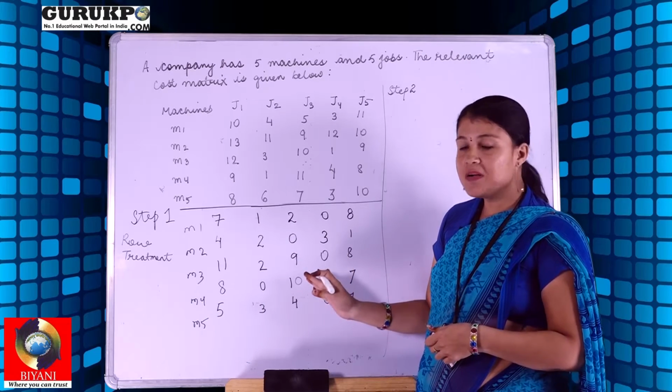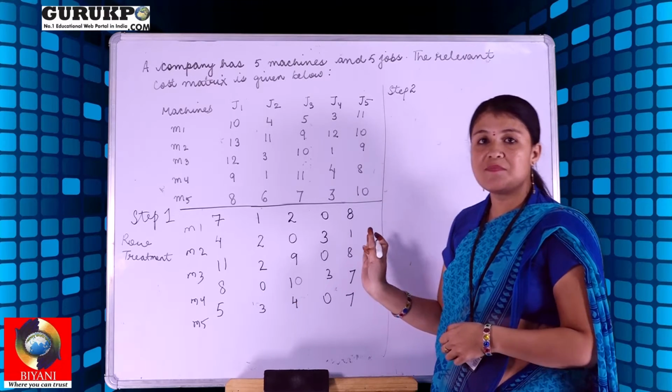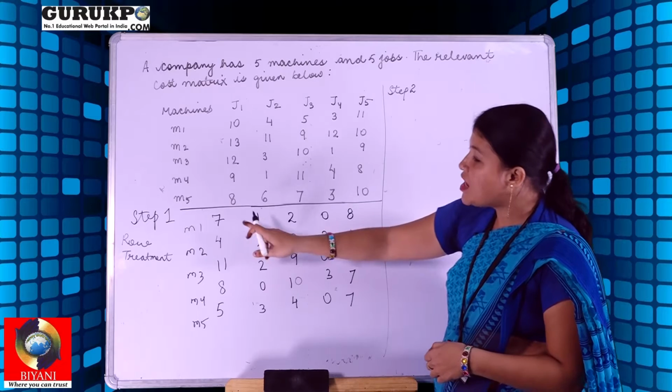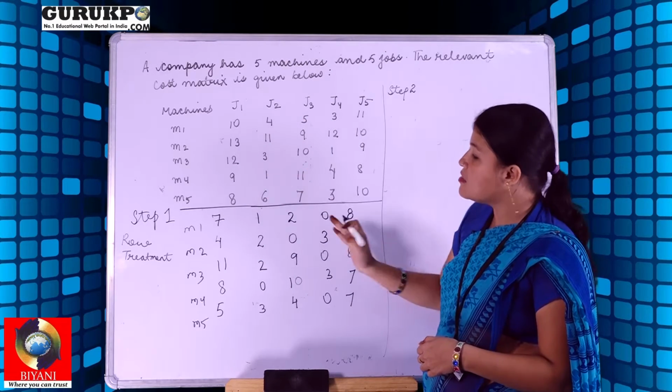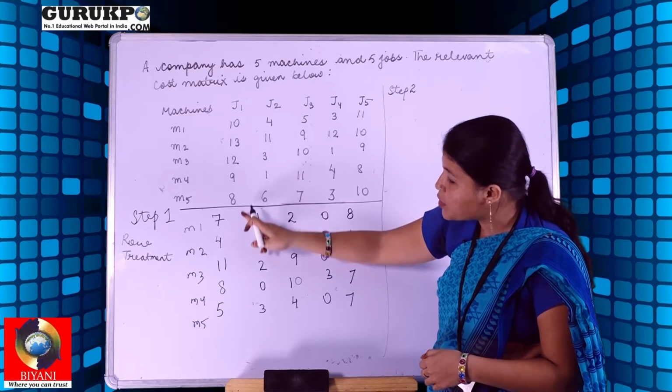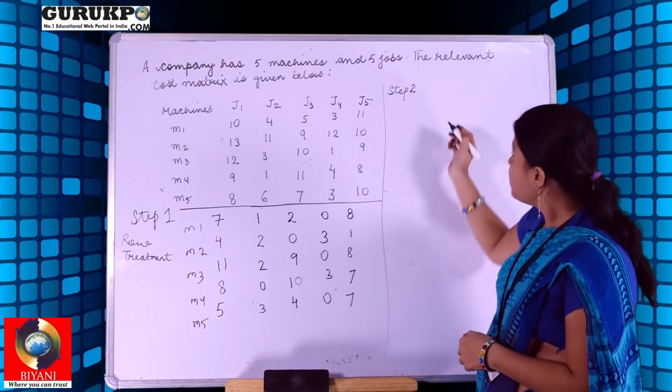Now as we have already completed our first step, that is called row treatment, we are going to move towards our next step, that is column treatment. As we subtracted the least element of each row, in the same way now we are going to subtract the least element of each column from each column.